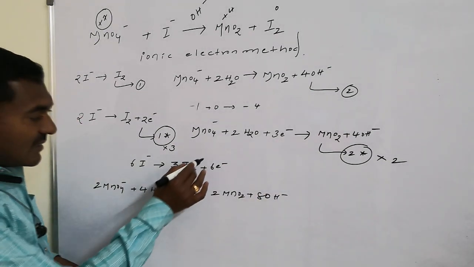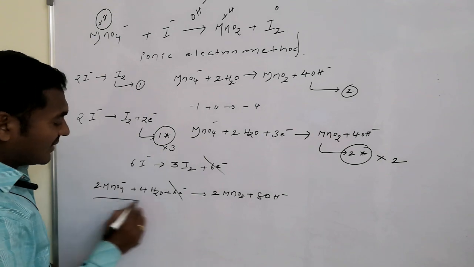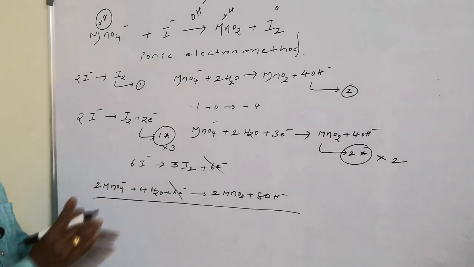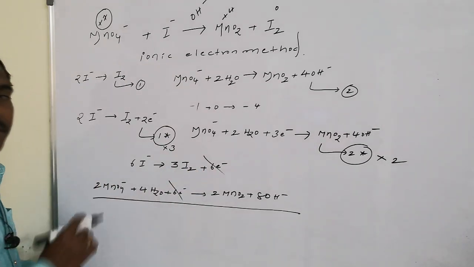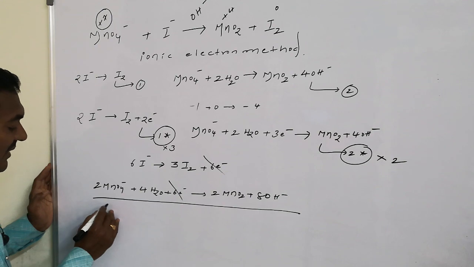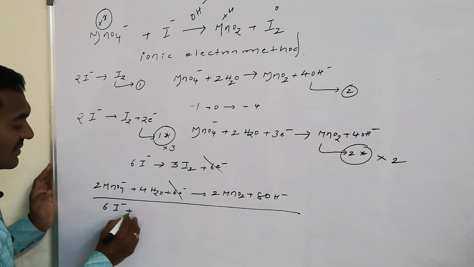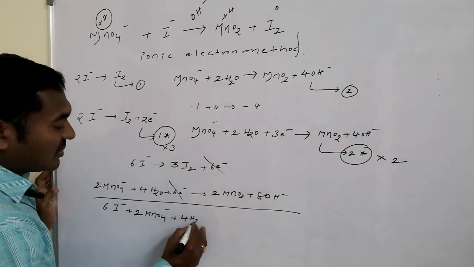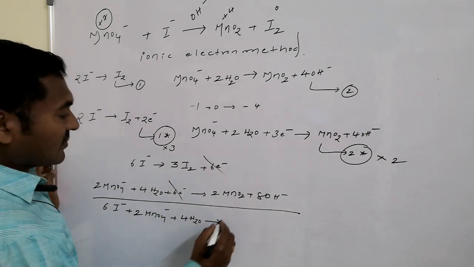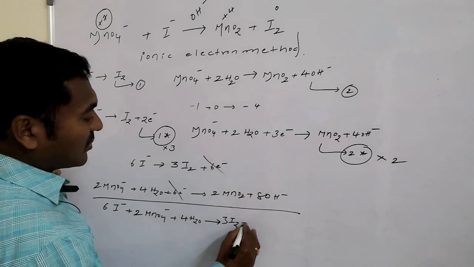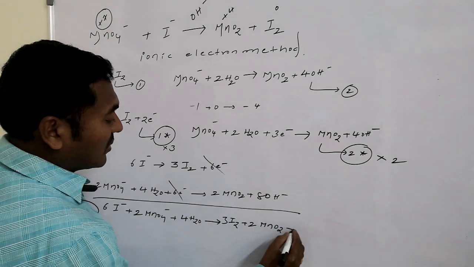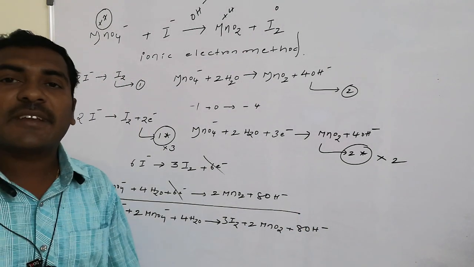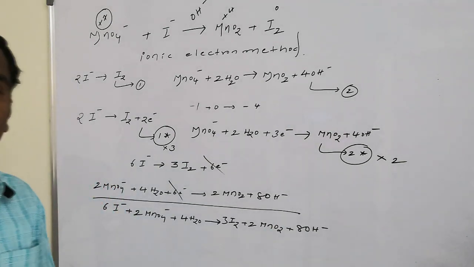In this case, it is losing 6 electrons. In this case, it is gaining 6 electrons. After adding one to the other, it becomes a total conservation of electrons. Whatever is lost and whatever is gained becomes equal to one another. This net equation becomes 6I minus plus 2 MnO4 minus plus 4H2O is converted to 3I2 followed by 2 MnO2 followed by 8OH minus. This is the complete balanced equation. In this way, an equation is generally balanced.